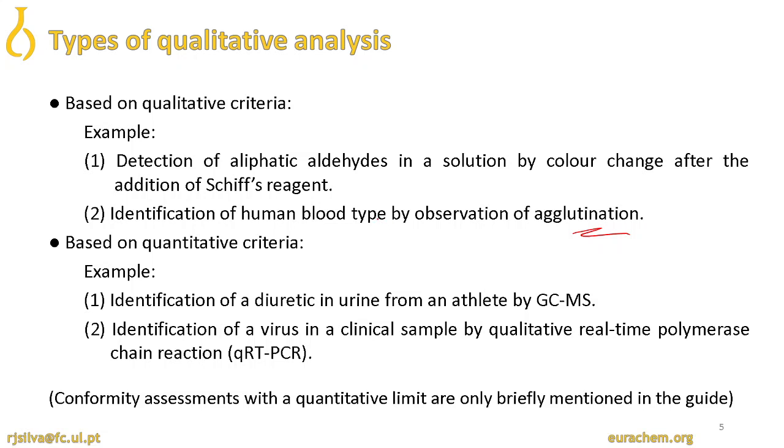We can even distinguish somehow a third type related to the second type of qualitative analysis, that is cases where you have a measurement result, and then you compare it with a maximum or minimum limit, a threshold, and then you report the result as conform or not conform. Somehow you transform a measurement result in a qualitative output, and this type of qualitative analysis is only briefly mentioned in this guide, because you have the Eurachem CITAC guide. It was published, the second edition of this guide recently, that discussed that type of analysis in detail.